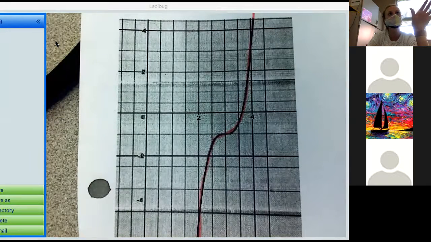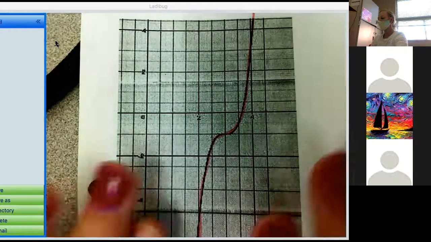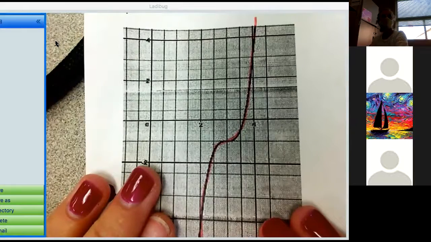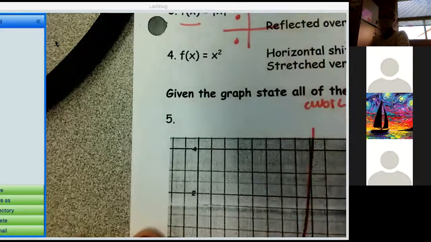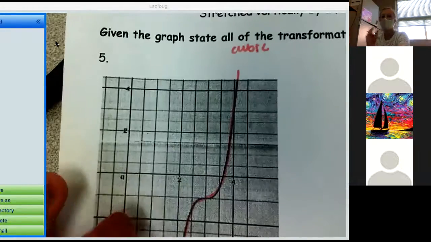For these, if you got an 85 or 70, it's because you did not read the instructions. It said, given the graph, state the transformations and write the equation. Okay? So, what kind of function is this? Cubic. It'll help you out if you know that. It is cubic. I'm just going to write that so I know it.